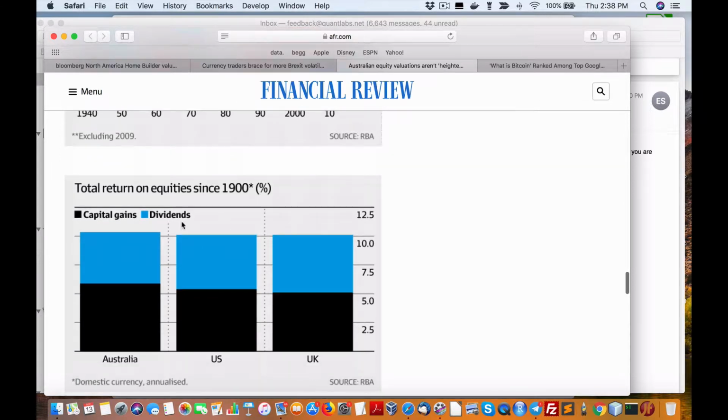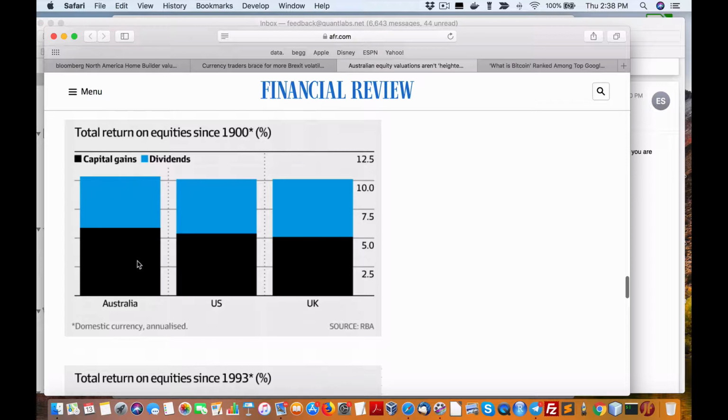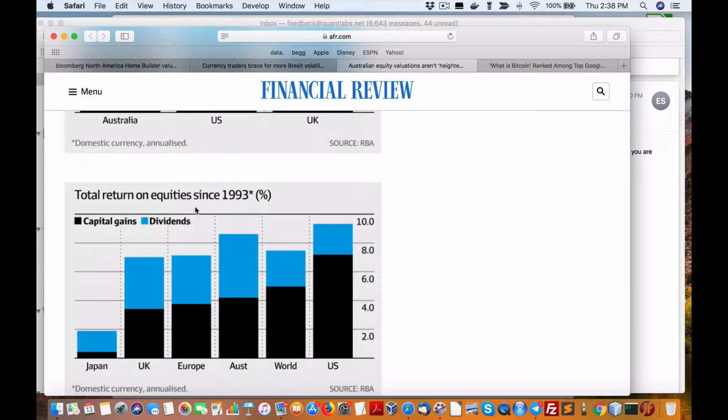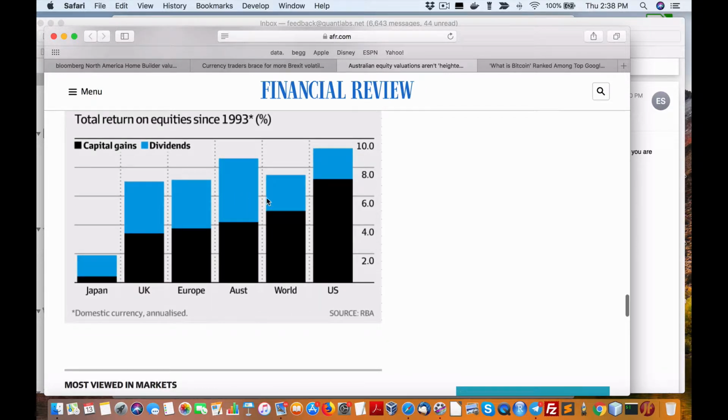Total return on equity since 1900, capital gains versus dividends. It's split evenly right across Australia, US, and UK. So start loading up on the dividends, I guess. Total returns on equity since 1993. This is RBA, Royal Bank of Australia. So the best looks like it's Australia for the best source of dividends, with the highest. UK somewhat a little higher. US is not as high, and those are probably the top two. But easily Australia exceeds dividend income versus the world.